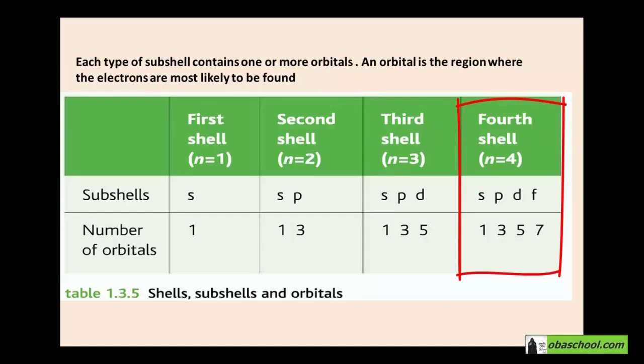Shell 4. Shell 4 has 4 subshells, S, P, D, and F. We have said S, P, and D. F has 7 orbitals, which means there are 7 regions that the electrons may be found. Thus, each shell has subshells. These subshells have a certain number of orbitals.